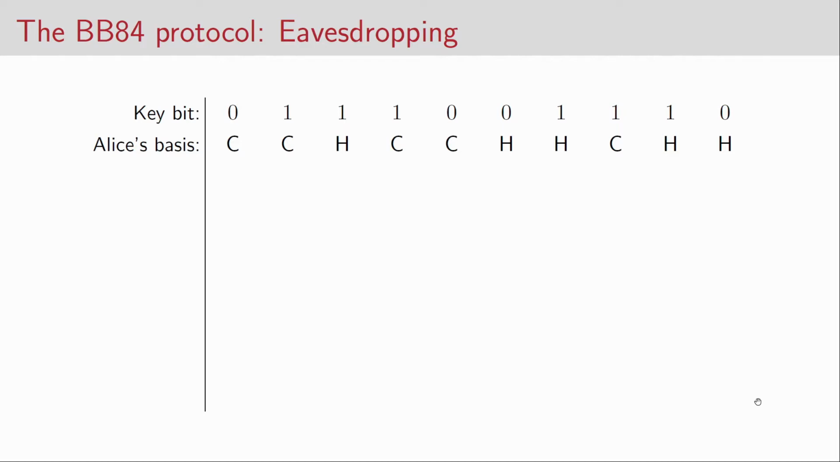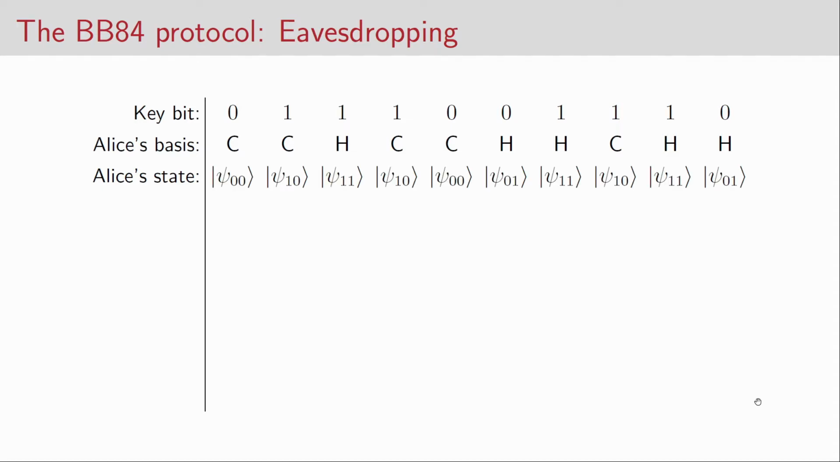According to these two bit strings, Alice then prepares the states that she wants to send to Bob. And the choice of these two bits results in the following list of qubit states. So here, when she chooses the key bit 0 in the computational basis, the state that is the result of this is the state psi 00. If she had chosen, for example, the key bit 1 encoded in the Hadamard basis, the corresponding qubit state is psi 11.